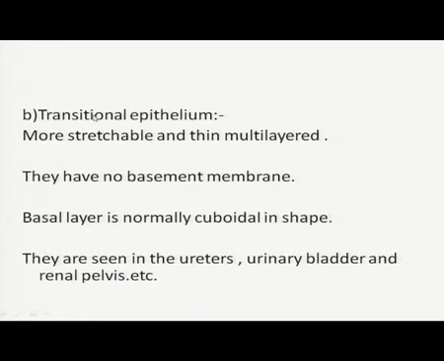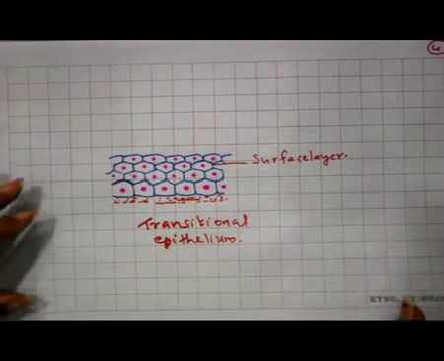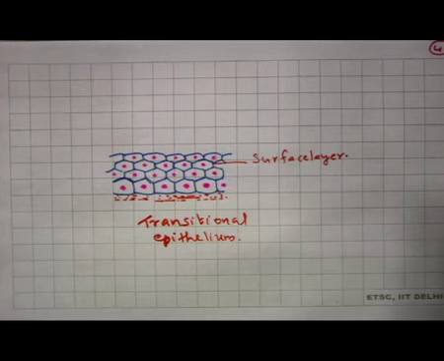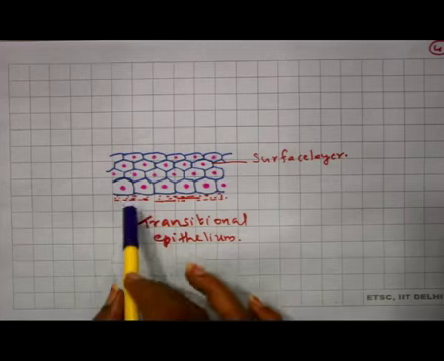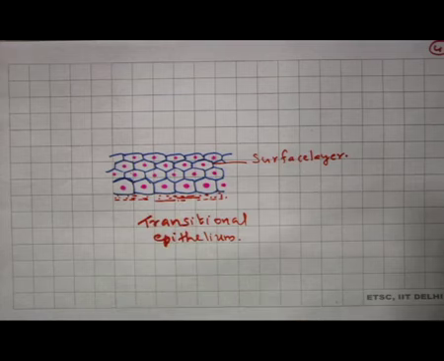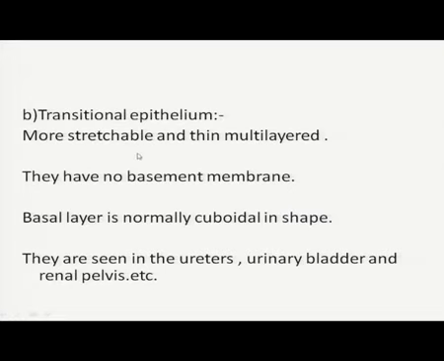The second category is known as transitional epithelium. Here again you can see the diagram of a transitional epithelium. Many layers are present, multi-layered. The basal layer, or the lower layer of cells, is seen just above the basement membrane. They are more stretchable. This is the most important point here. They are more stretchable. As I have already told you, they are multi-layered and at the same time they are thin.